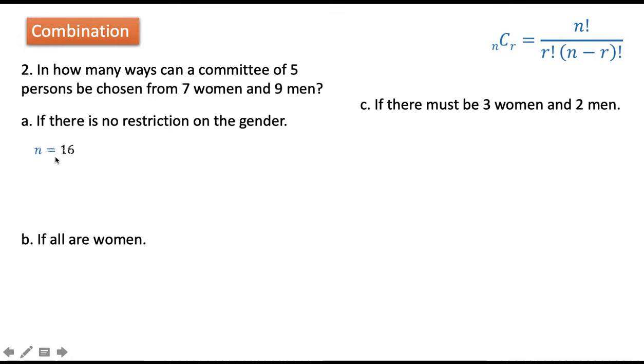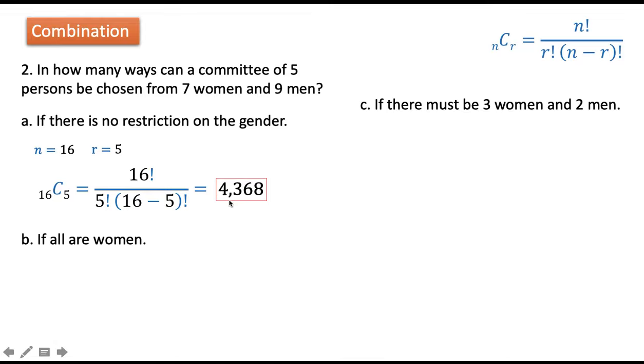In here, our n is 16 because there is no restriction on the gender. So it means we can use any of them, men or women. It doesn't matter. So 7 plus 9 is 16. So that is our n. And our r here is 5 because we want to form a committee of 5 persons at a time. So using the combination formula, then substitute the given. So n is 16, r is 5, then solve, and we will get 4,368. So it means there are 4,368 ways to form a committee of 5 with 16 persons.